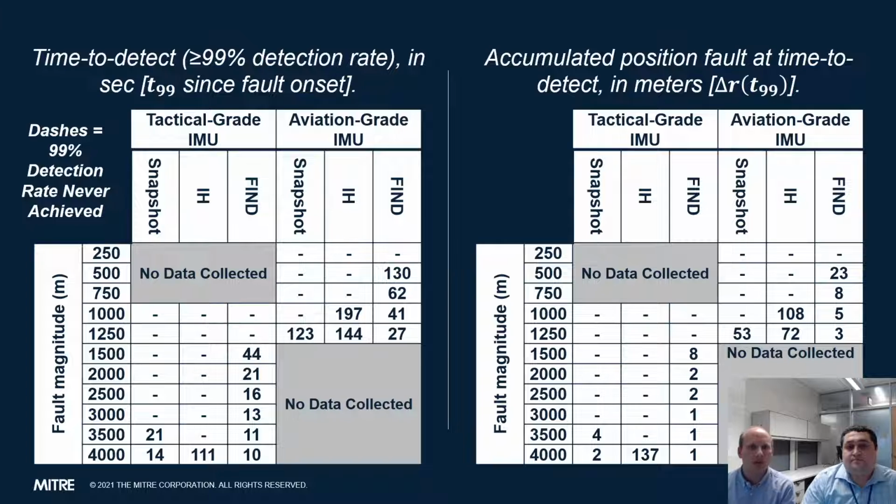In terms of results, we did quite an extensive study with both covariance and Monte Carlo simulation. Those of you that are familiar with fault detection might be used to things like time to detect. We definitely present results for that. But because it can be a little bit misleading with these slowly accumulating faults, we also look at accumulated position error at time to detect. That way we get a feel for how much the fault pulled us off before we were actually able to detect it.